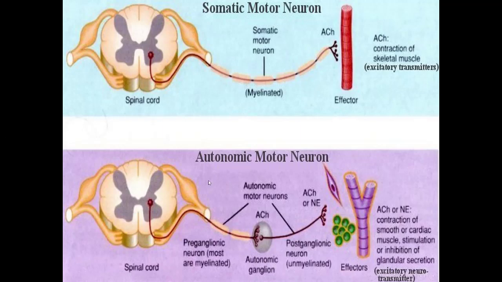Further, the autonomic motor neuron. The autonomic nervous system is sympathetic and parasympathetic. The autonomic motor neuron begins in the lateral part of the gray matter and also enters the anterior root.